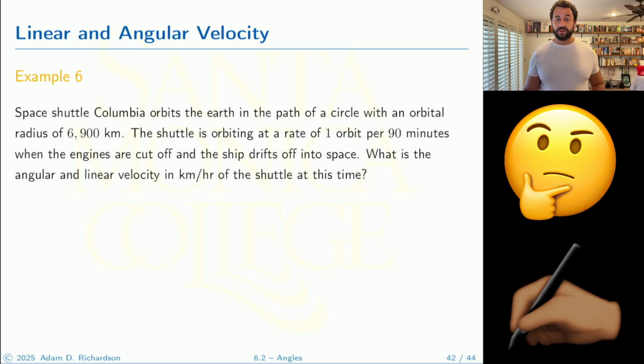Remember, angular velocity is angle divided by time. Linear velocity is distance divided by time. Okay. Remember to consider units here as well. It's kilometers per hour, but notice that we're given this measurement in terms of minutes. So keep that in mind, and we'll do it together in just a moment.